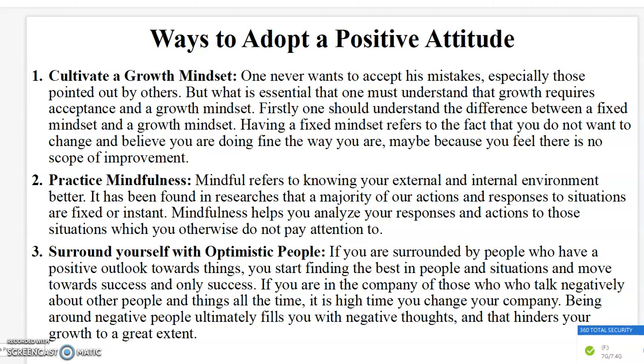Number 2, practice mindfulness. Mindfulness refers to knowing your external and internal environment better. It has been established by researchers that the majority of our actions and responses to situations are fixed. For instance, mindfulness helps you analyze your response and actions to those situations which you otherwise do not pay attention to.